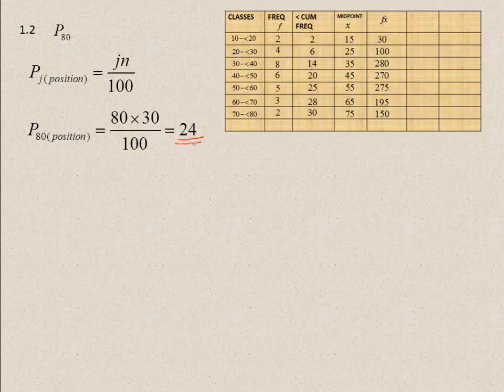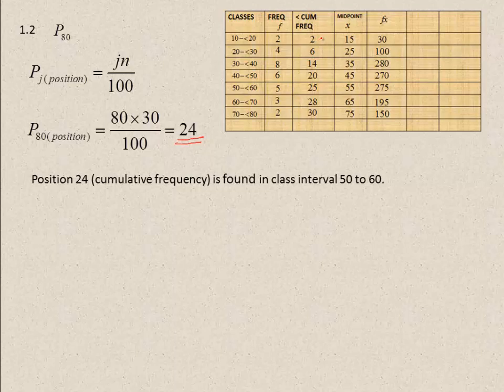Now remember, I am going to be dealing with my less than cumulative frequency. Where is this position? I need to go down here. The first number that I find that is equivalent to 24 or is greater than 24 is the one, or is the class that I'm going to be using. No, no, no. 20? No. What about 25? Yes. 25 is the first number that is higher than 24. So this becomes my position of the 80th percentile, and everything else remains the same.